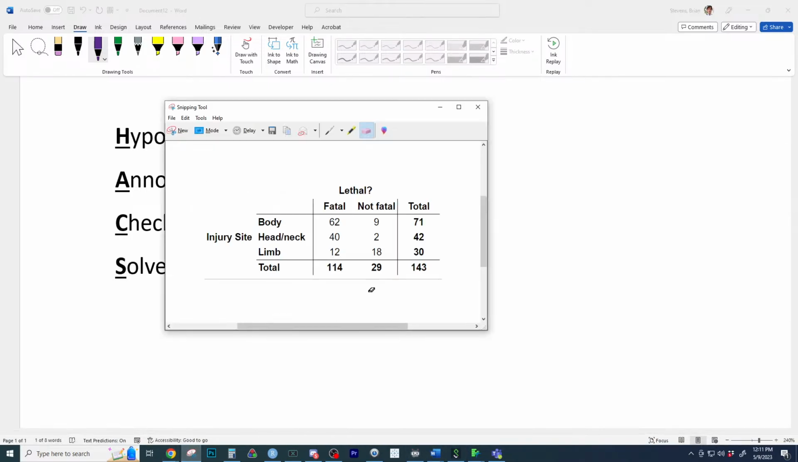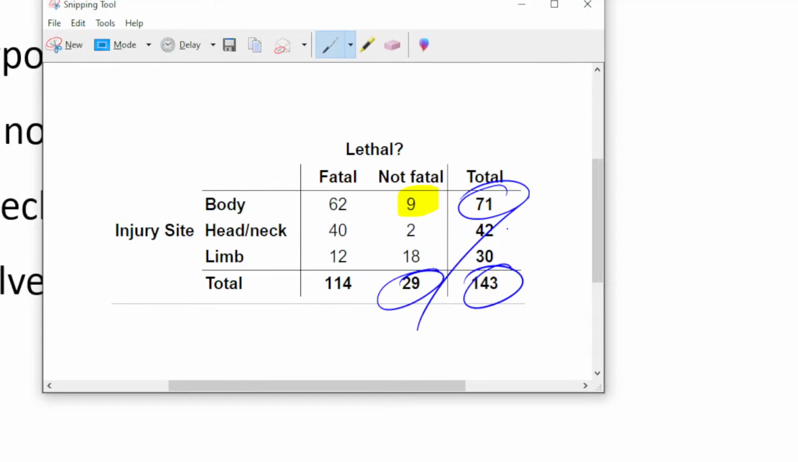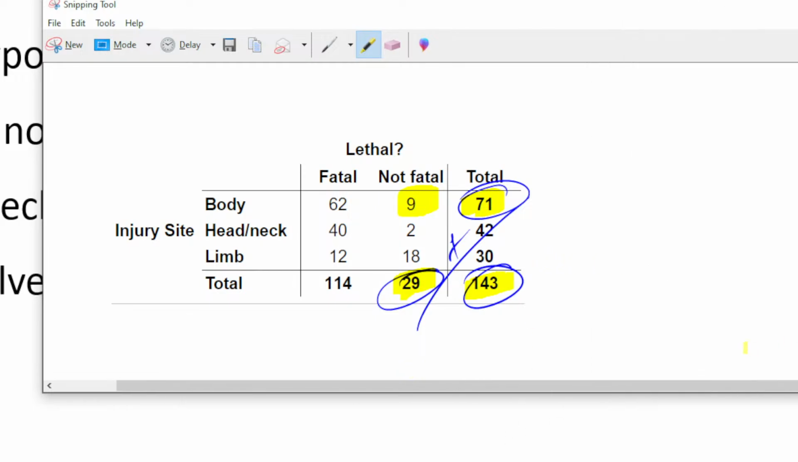So let's just do one of ours. How many would you expect right here, Robert? So how many body injuries would you expect to not be fatal? And the answer is going to be doing this equation right here, so you can solve all of them out. There is the math. So it's row total, I'll highlight them as I say them, row total times column total over grand total. And look at how it points in on that cell. That is the equation written out right there.